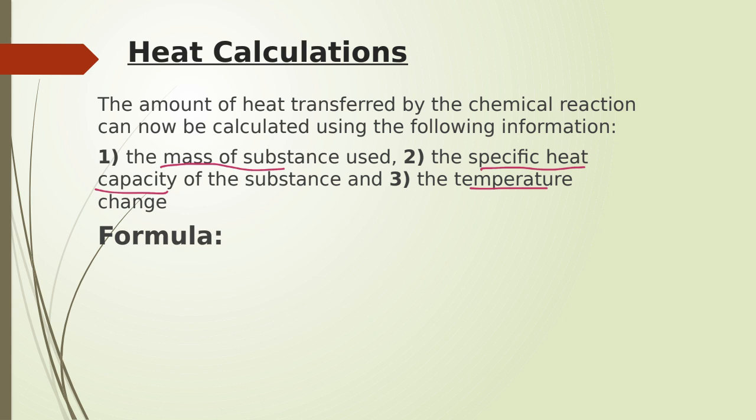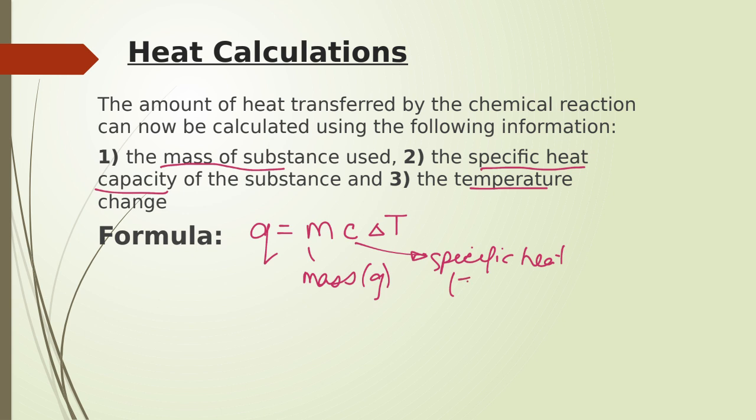And so we use a formula that will allow us to calculate heat, which is lowercase q, equaling the mass of my substance times the specific heat capacity, and that's the symbol for it, times the change in temperature, delta T. So m is mass, and it is measured in grams. c is specific heat capacity, and it is measured in joules per gram degree C. And then, of course, delta T is your change in temperature, and that is measured in Celsius.